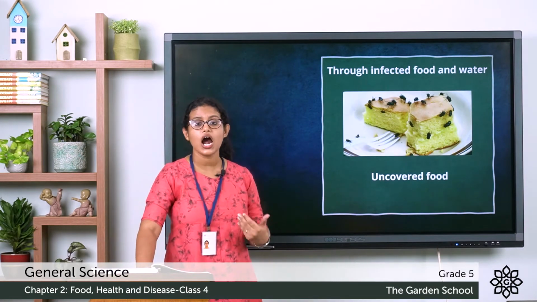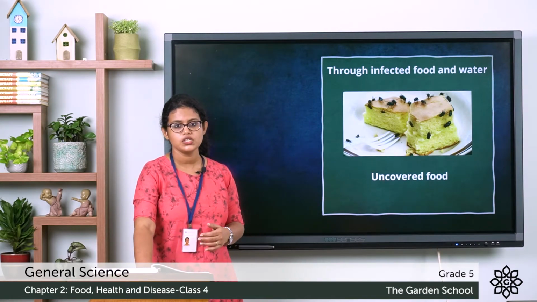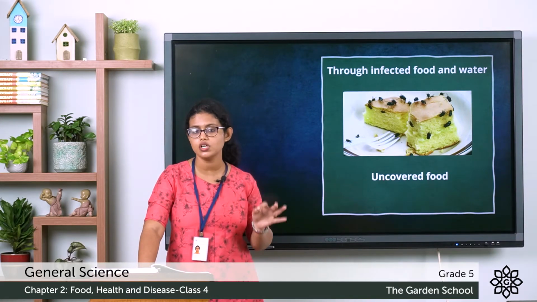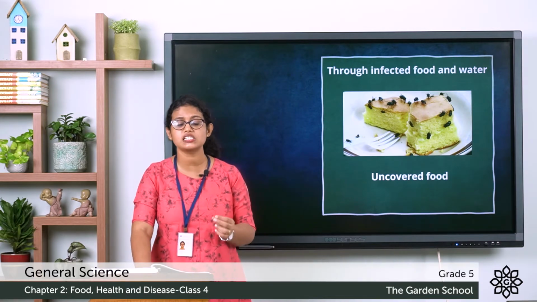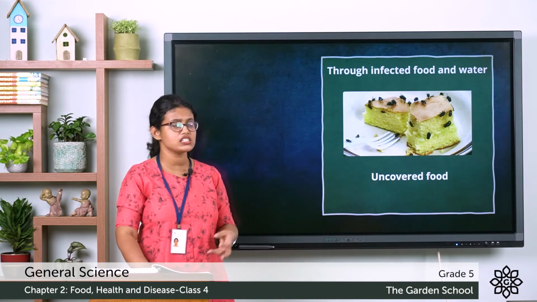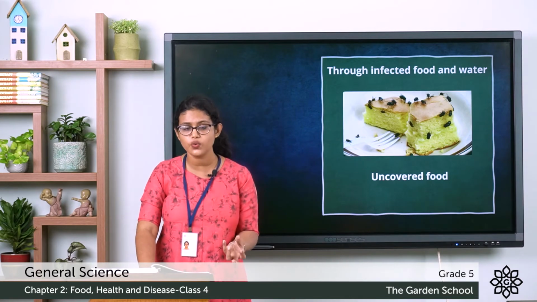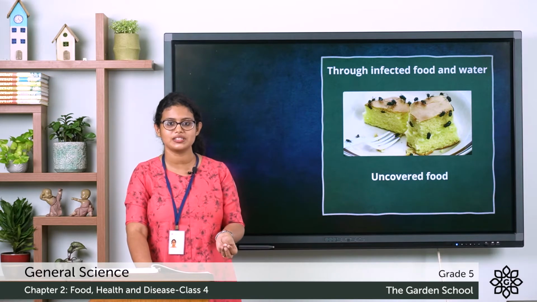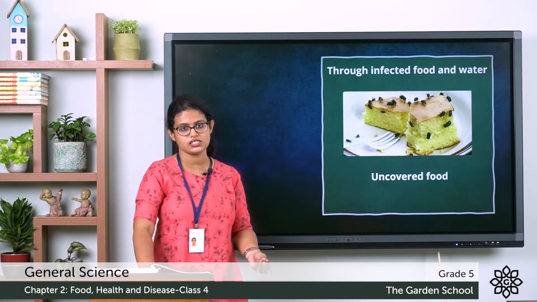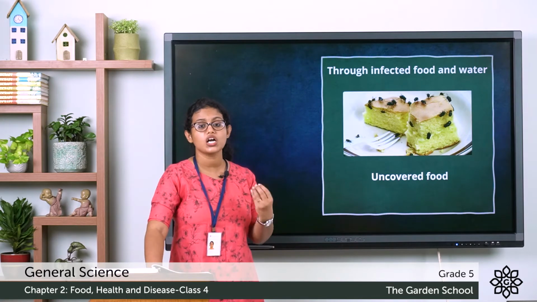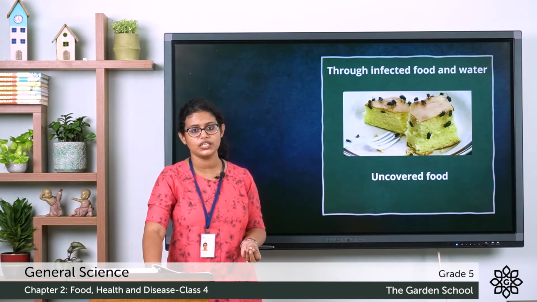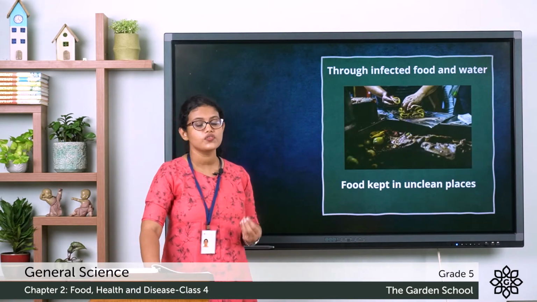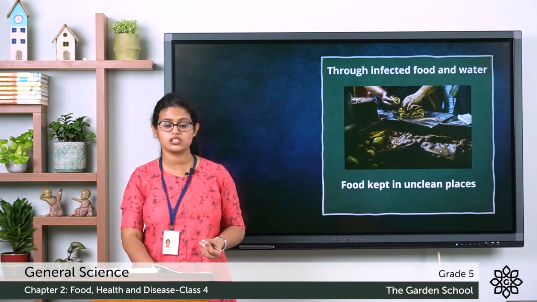The next is uncovered food. The important thing is that we need to cover the food and water properly. Flies carry germs, and these flies sit on the uncovered food and transfer these germs, and it makes the food contaminated and it can cause diseases. So we need to cover the food and water properly. The next is food kept in unclean places.